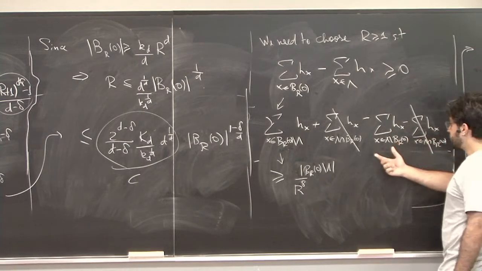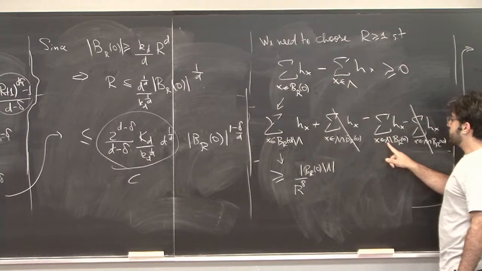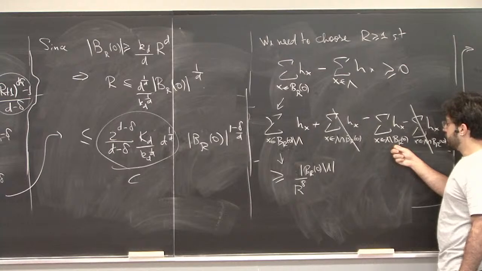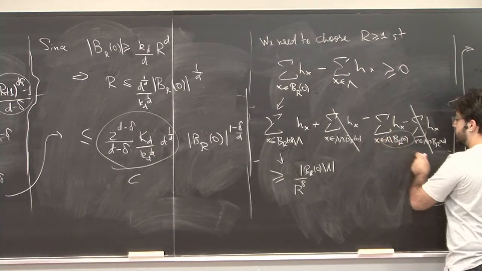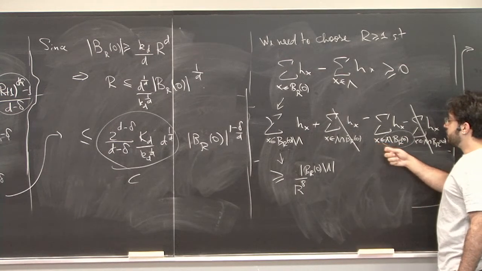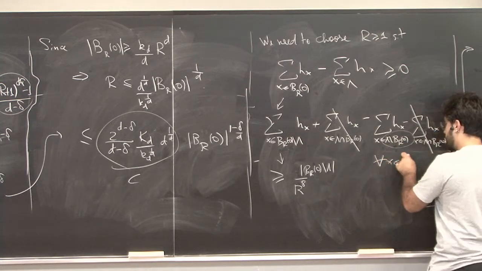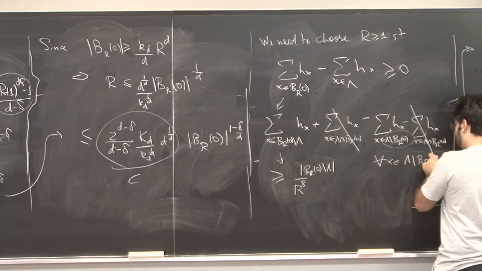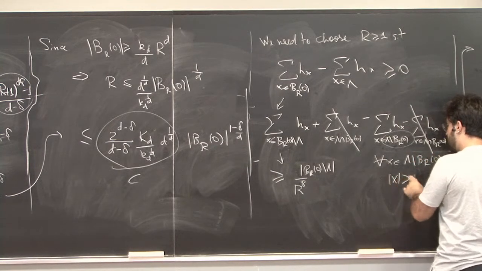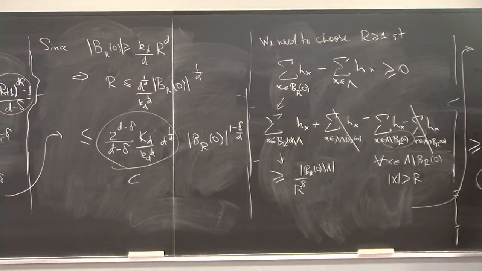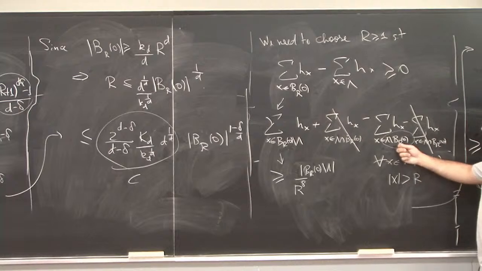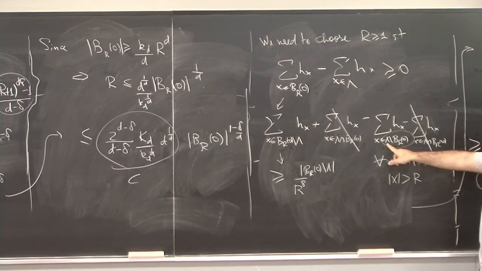So x is inside lambda minus the ball. So this means that every point here inside this set must have a distance larger than r. So every x here has a distance larger than r. Okay. Why? Because otherwise it would be inside the ball of radius r. So every point here satisfies this.